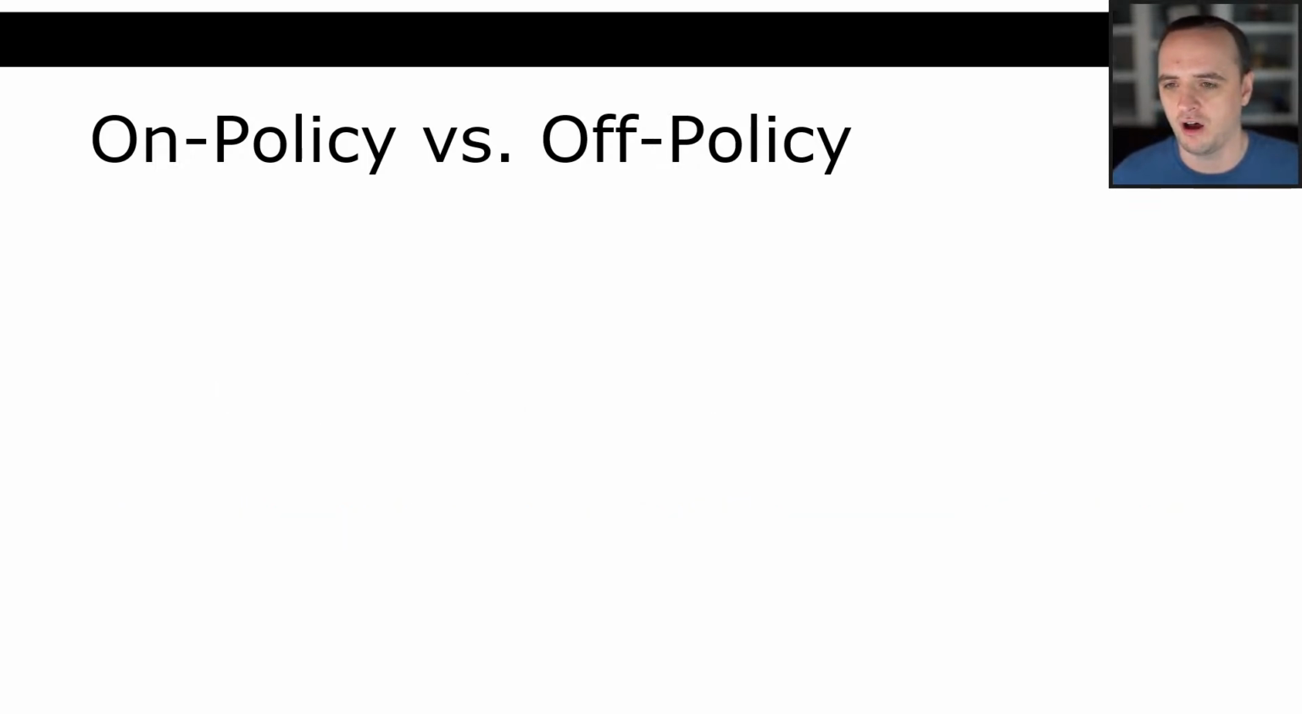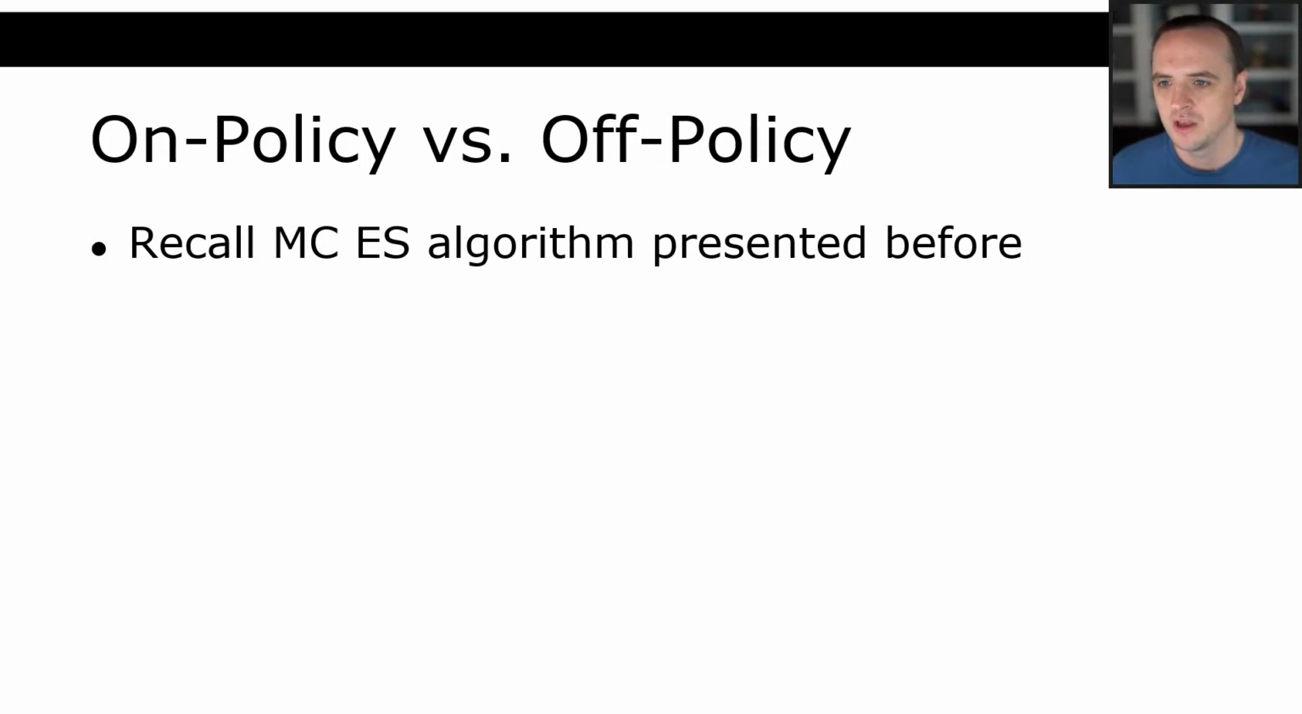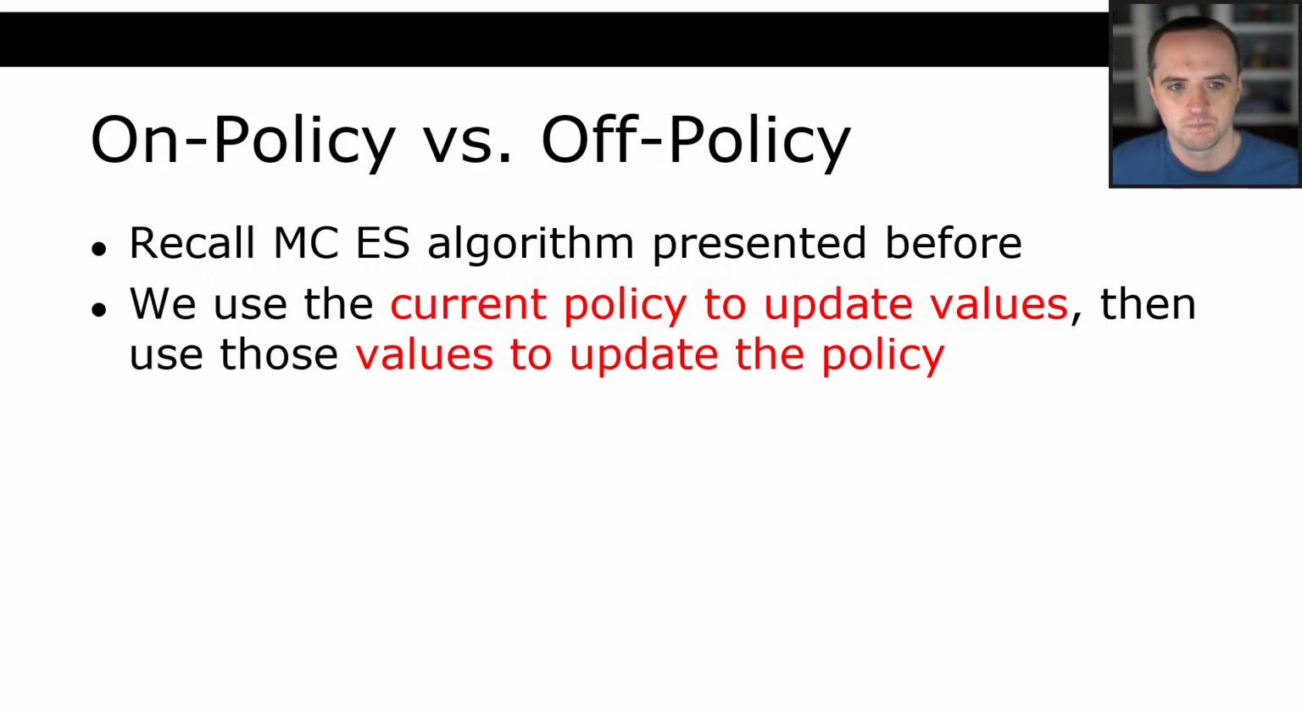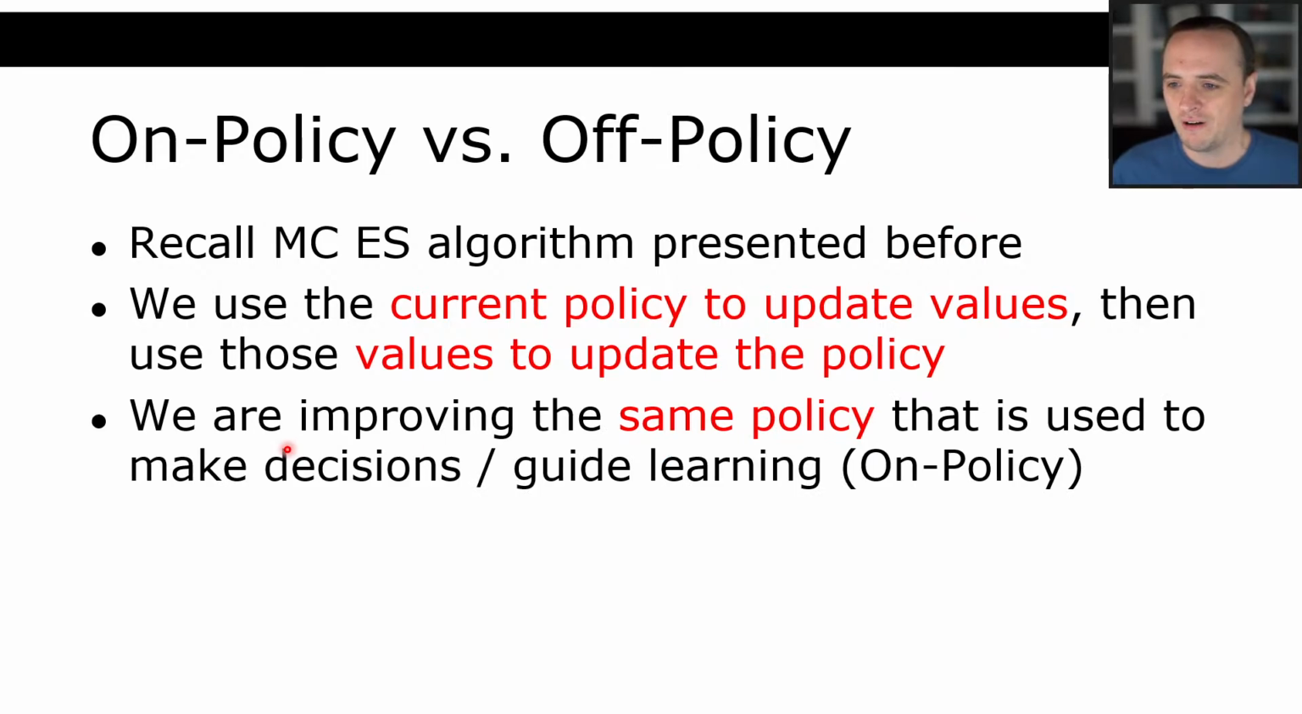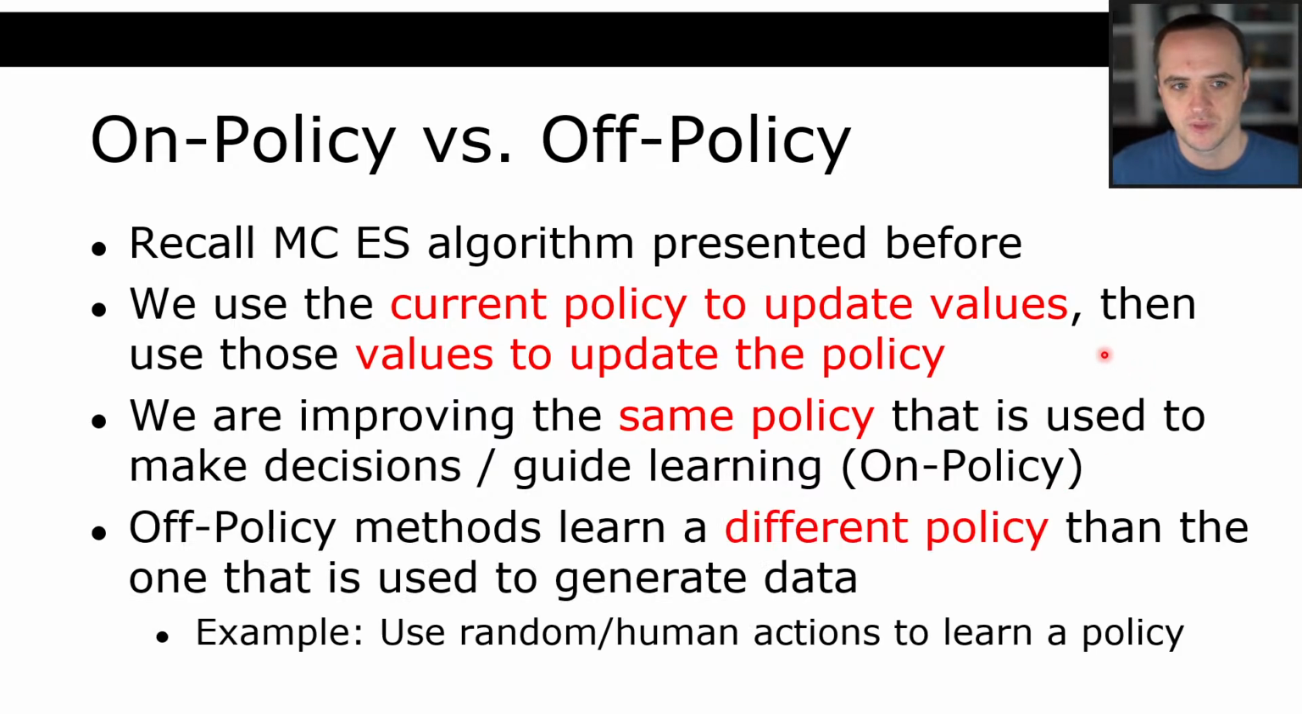So first, let's talk about on-policy versus off-policy learning. So recall the Monte Carlo exploring starts algorithm that we presented before. What was happening in that algorithm in the previous lecture is that we use the current policy to update values, and then we use those values to update that policy, right? So we are improving the same policy that is used to make decisions and guide the learning. So when that happens, when we use the same policy to generate the episodes that we are also then updating, that is called on-policy learning.